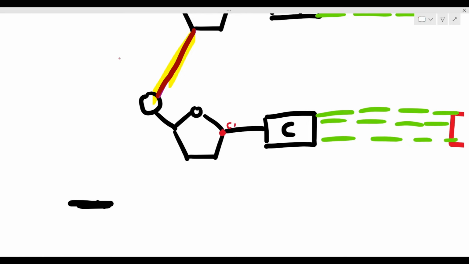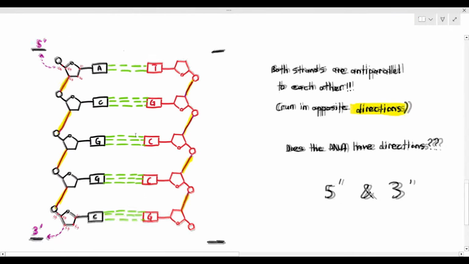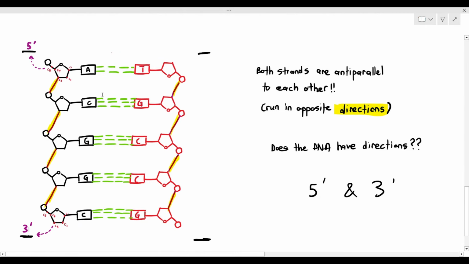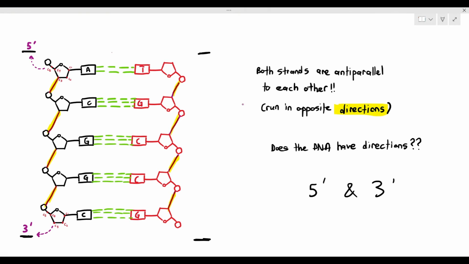If we go to the bottom left corner, we do the same thing again. Let's label the sugar: carbon 1, carbon 2, carbon 3, carbon 4, and carbon 5. We notice that carbon number 3 is now closest to the blank space, and therefore we just put 3' over there. Simple as that. Because the DNA runs anti-parallel, which means the strands are running in opposite directions, that side has to be a 3', and the lower right corner has to be a 5'.